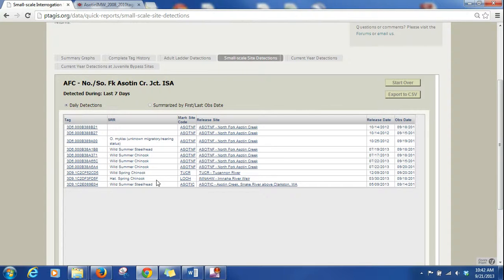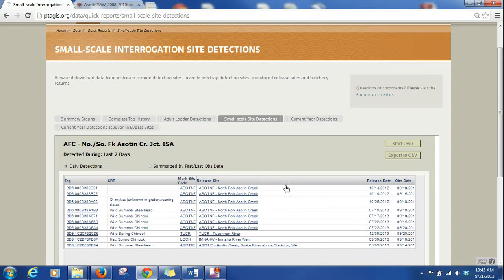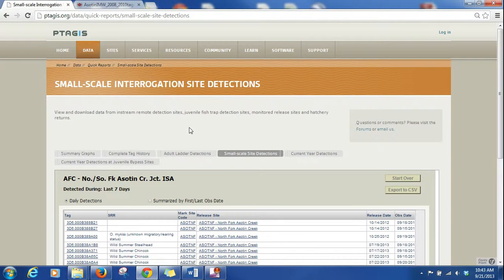And this one's pretty interesting. There were 2 wild Chinook detected that were not from the Asotin drainage. This one was from the Tucannon River. That's where it was initially tagged and released. That's the release site. And the second one here was from the Imnaha. And you can look at information in all of these different categories.